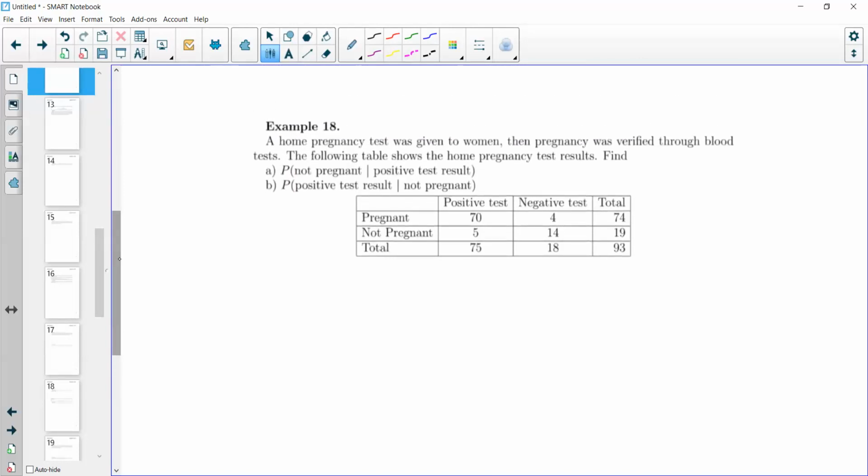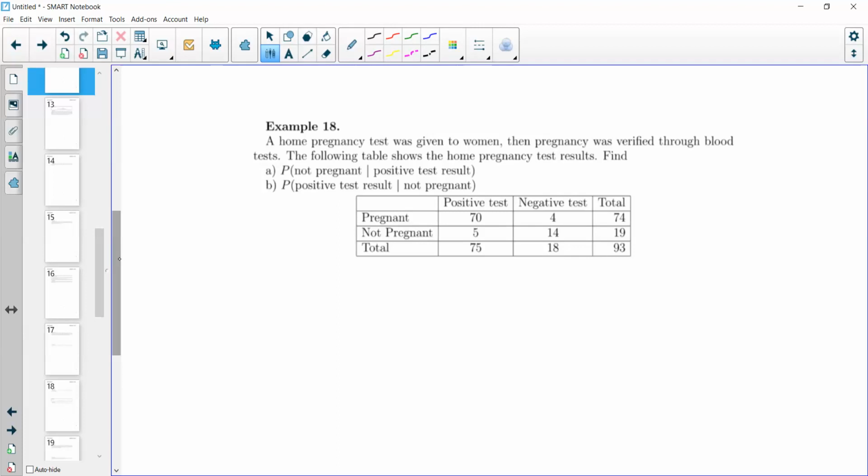Okay, so we have a home pregnancy test that was given to women. And again, we're not getting into politics here. Then pregnancy was verified through blood tests. The following table shows the home pregnancy test results. We want to know the probability that you're not pregnant given the test was positive. So we're told the test was positive.